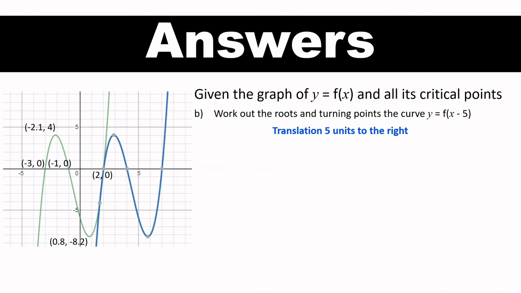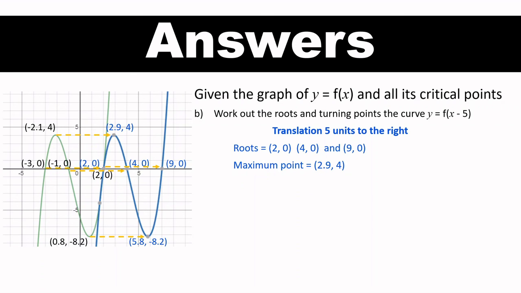My previous root, negative 3, 0, will move 5 units to the right to the new point, 2, 0. My previous root, -1, 0, will go 5 units to the right to the point 4, 0. And my previous root, 2, 0, will move 5 to the right to the new point. Oopsie! There's a mistake here. Can you spot it? Next, my maximum point will shift 5 units to the right to the new point 2.9, 4. And my new minimum point will shift 5 units to the right to 5.8, -8.2.